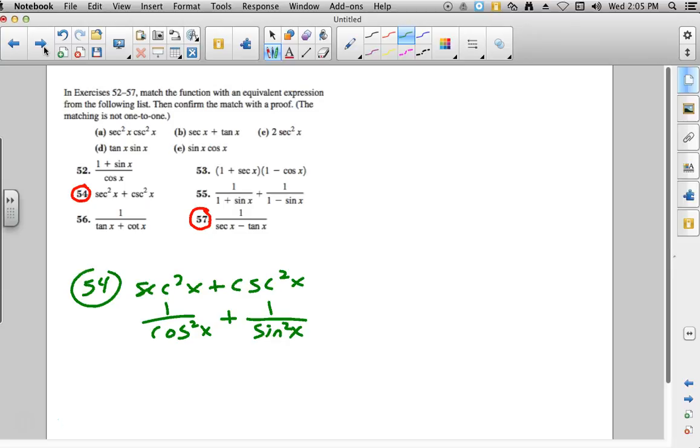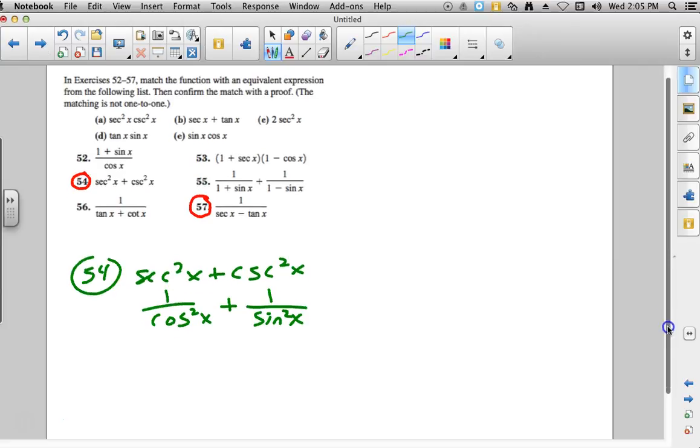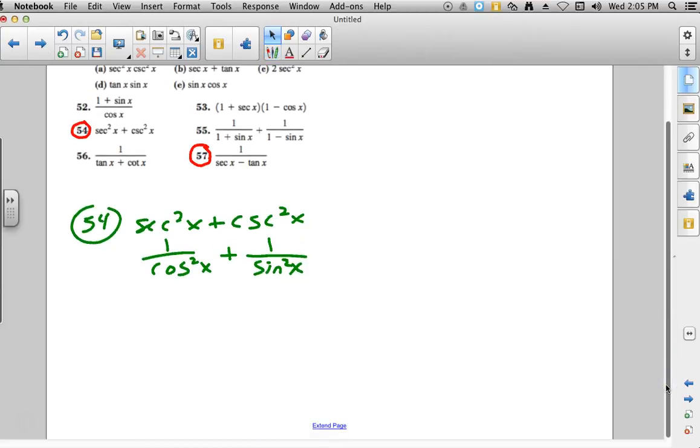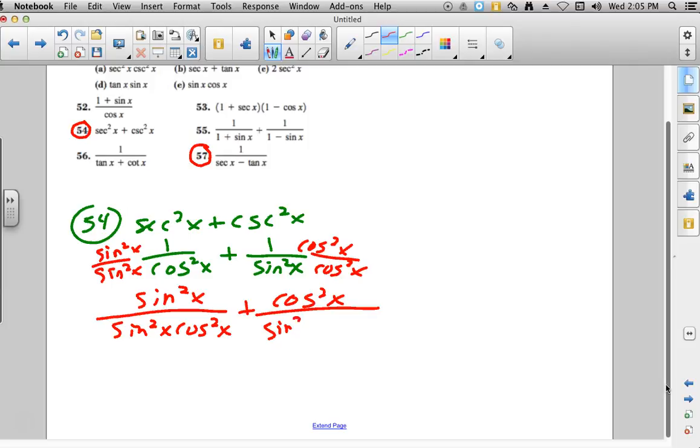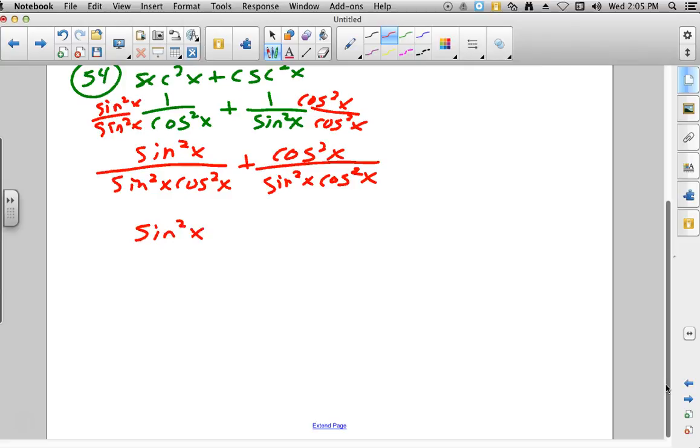And then, of course, we would want to get ourselves a common denominator and see what this looks like when it's put together. So we would multiply by sine squared x on the top and the bottom, and cosine squared x on the top and the bottom, because really we're just multiplying by 1. So sine squared x over sine squared x, cosine squared x, plus cosine squared x over sine squared x, cosine squared x, and we can put those together. Sine squared x plus cosine squared x over sine squared x, cosine squared x.